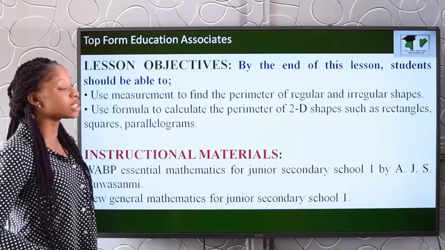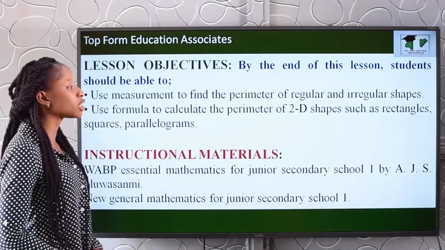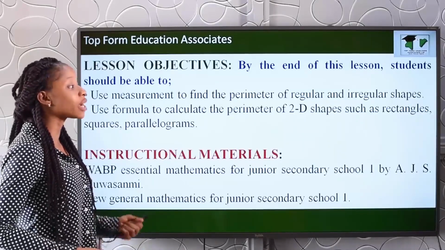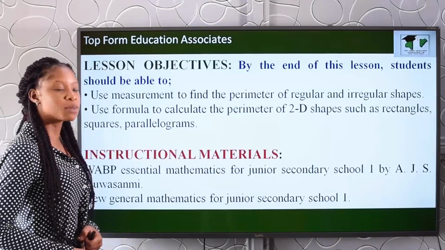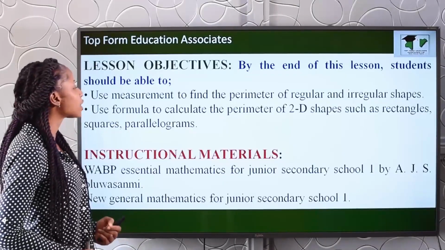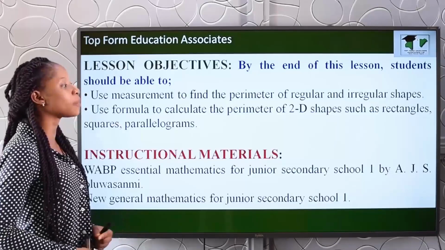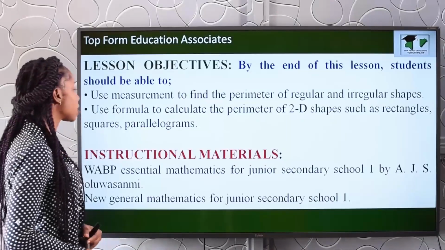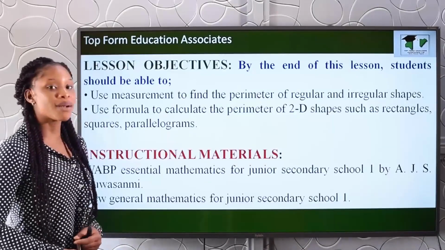By the end of this lesson, you should be able to use measurement to find the perimeter of regular and irregular shapes. Also, you should be able to use formula to calculate the perimeter of two-dimensional shapes such as rectangles, squares, and parallelograms.